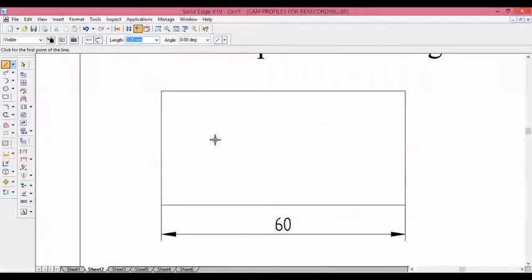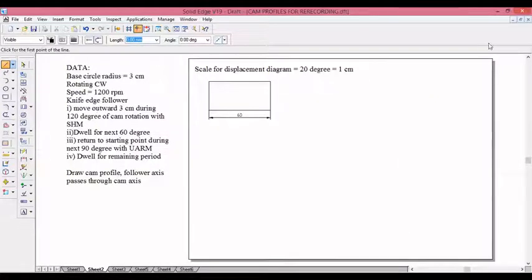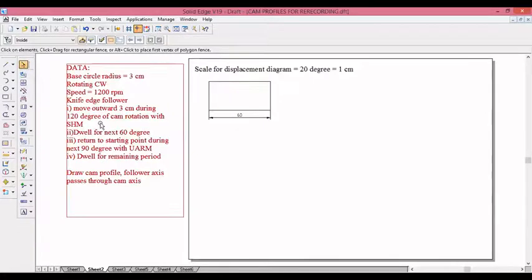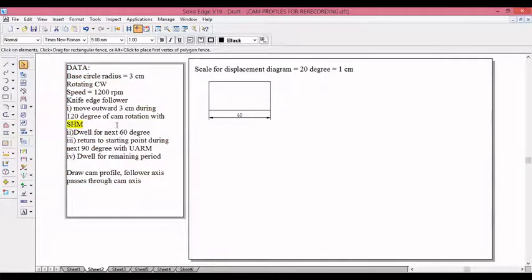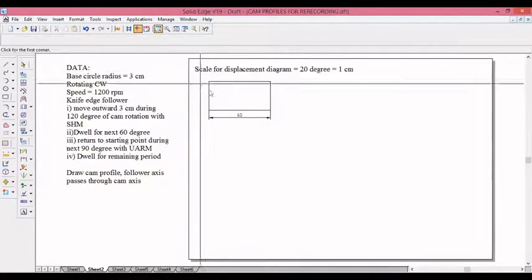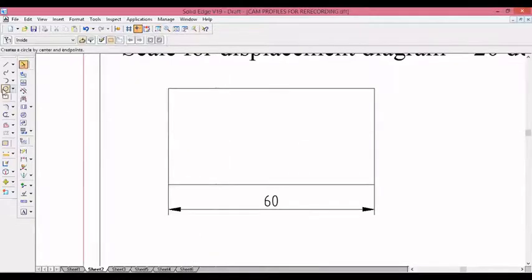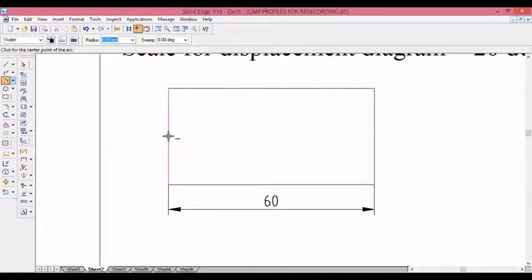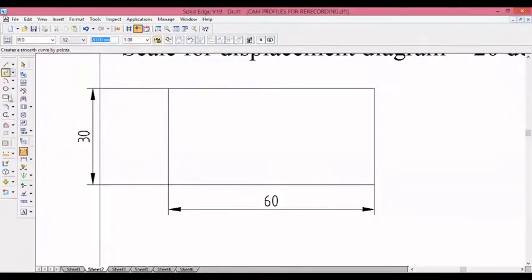So inside this box we'll get the rise curve. And the problem statement gives 120 degree of cam rotation with simple harmonic motion. So we need to construct the simple harmonic motion displacement diagram. The procedure is to draw a semicircle keeping the midpoint of this 30 mm line as the center. The total lift is 30 mm. So keep the compass leg exactly in the middle and draw a semicircle.